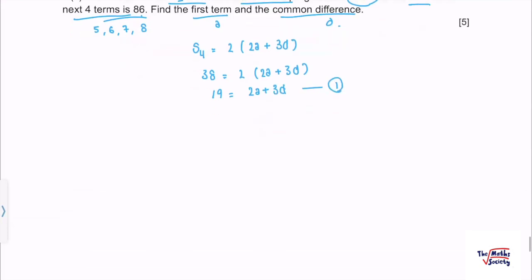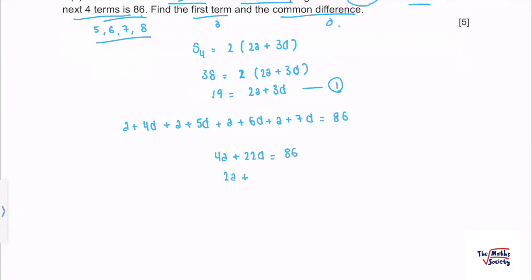And for the next 4 terms, 5, 6, 7, 8, it's a plus 4d plus a plus 5d plus a plus 6d plus a plus 7d. That's equal to 86. You'll have 4a plus 22d equals 86. And then you have 2a plus 11d equals 43.